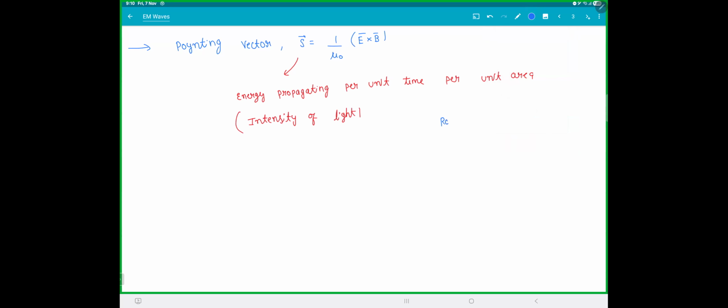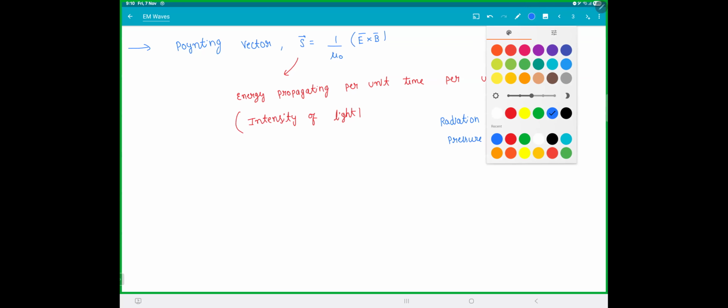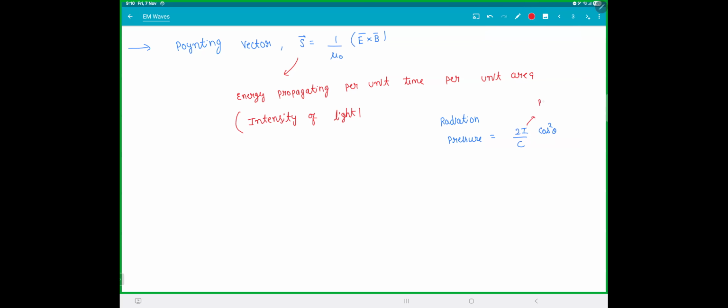So if you remember in modern physics, we did something called radiation pressure, which is 2I by C cos square theta when you're hitting at an angle. So this I is actually the Poynting vector, the intensity. So if you see that somewhere, don't get scared. If they write 2S by C, don't think what is that 2S by C. That's the Poynting vector, which is intensity.